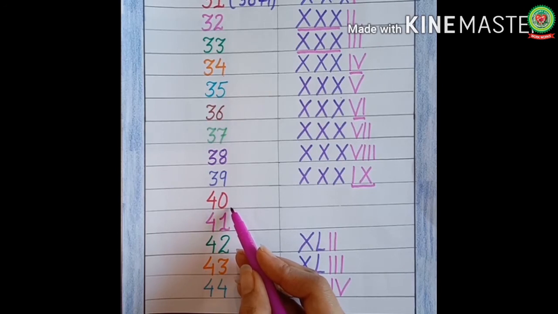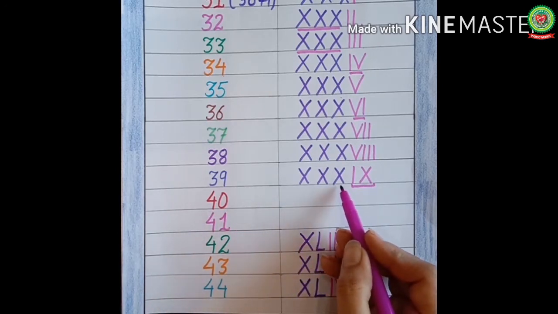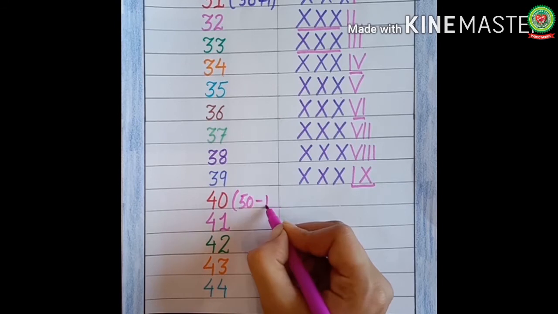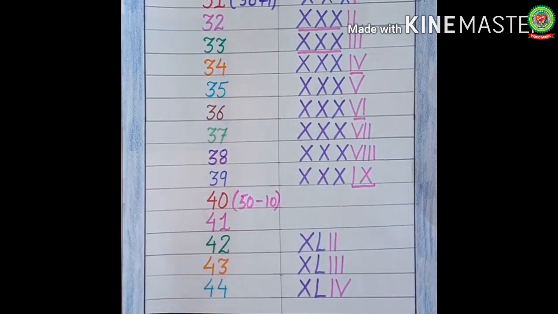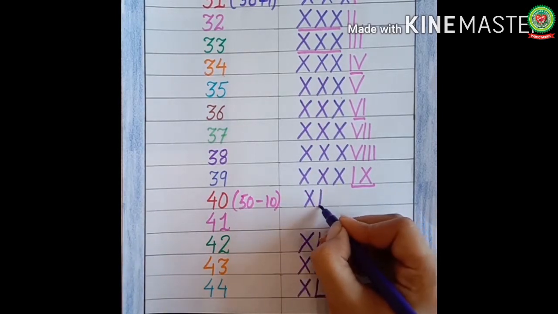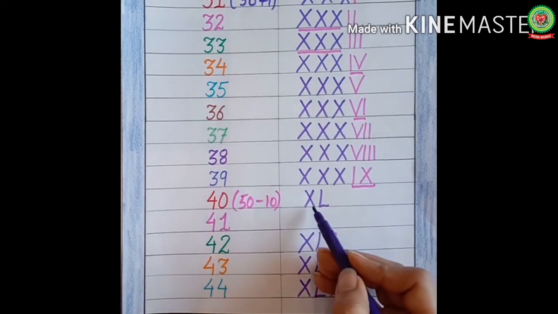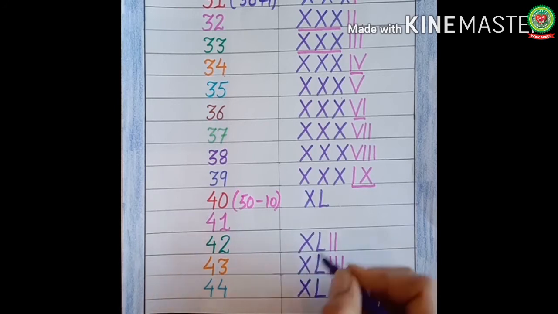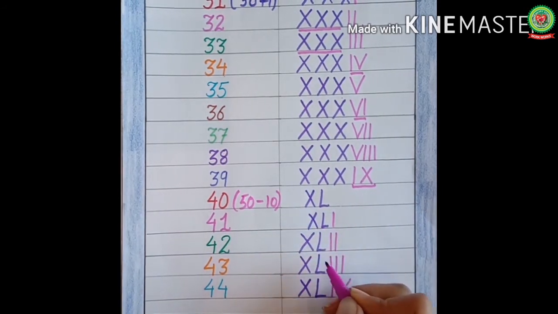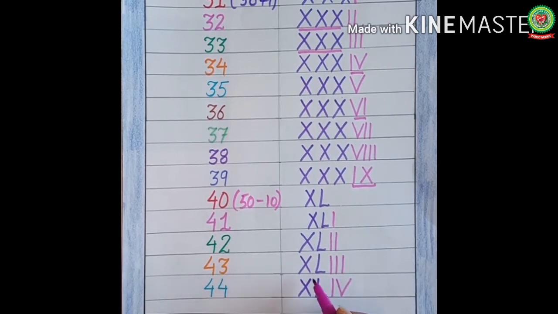Next number is 40. But we can't repeat X more than 3 times. So write down 40 as 50 minus 10. 10 has the value X and 50 has a symbol L. So 40 we can write as XL. 41 XLI. 42 XLII. 43 XLIII. 44 XLIV.